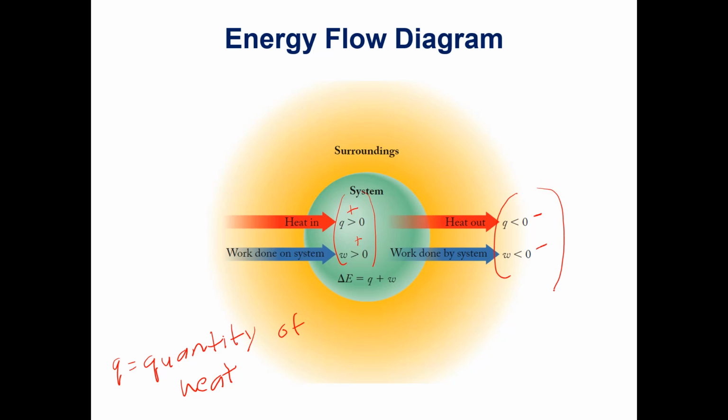So signs in thermochemistry are not showing greater than or less than. They are showing whether something was done by the system or to the system. So for example, negative 57 kilojoules of heat is not less than positive 57 kilojoules of heat. They are just different directions. The positive 57 kilojoules of heat would be put into the system. The negative 57 kilojoules of heat would be released from the system.